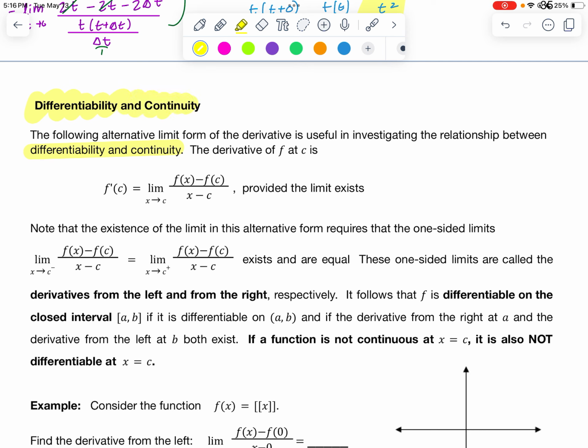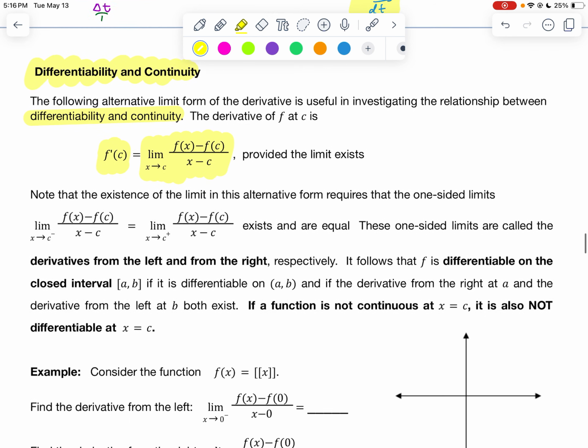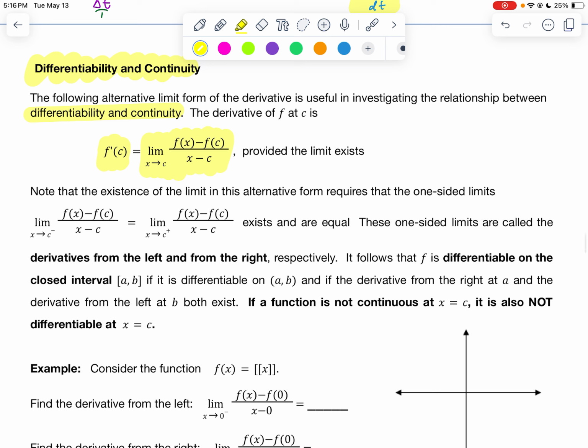The derivative of f at c is as follows. It says f prime of c is equal to the limit as x approaches c of f of x minus f of c all over x minus c, right? It says note the existence of a limit in this alternative form requires that one-sided limits, in this case as x is approaching c from the left, and the limit as it approaches c from the right, exist and are equal. These one-sided limits are called the derivatives from the left and from the right, respectively.